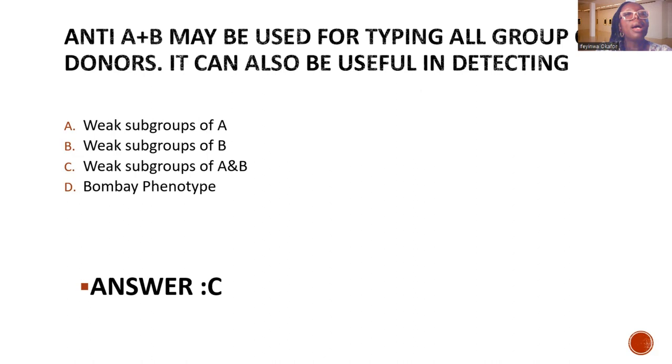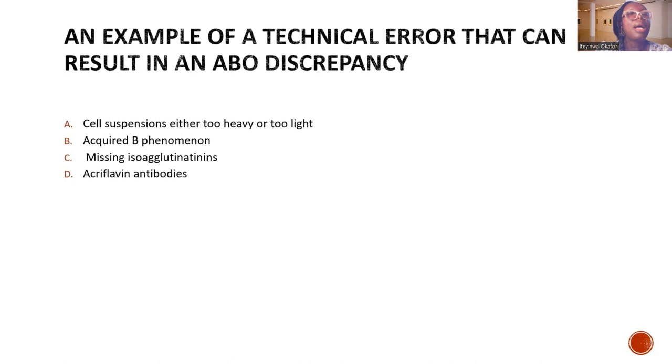An example of a technical error that can result in an ABO discrepancy is: A, cell suspension either too heavy or too light, acquired B phenomenon, missing isoagglutinin, acriflavine antibodies. Answer is A, cell suspension either too heavy or too light can bring technical error in ABO grouping.